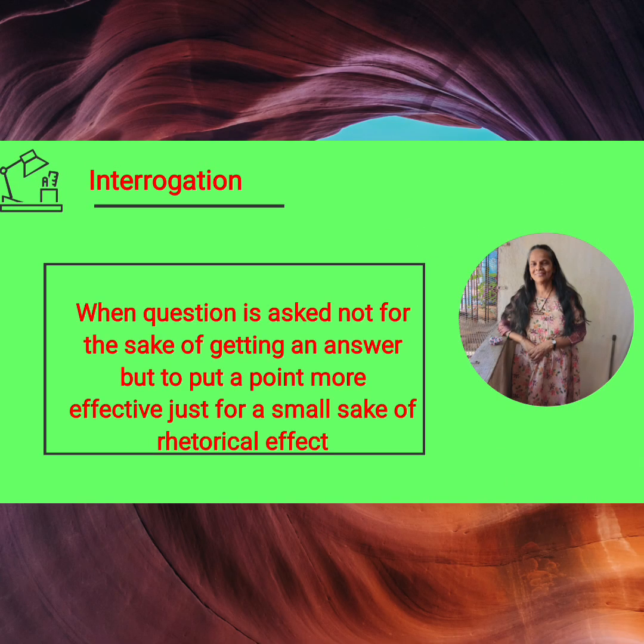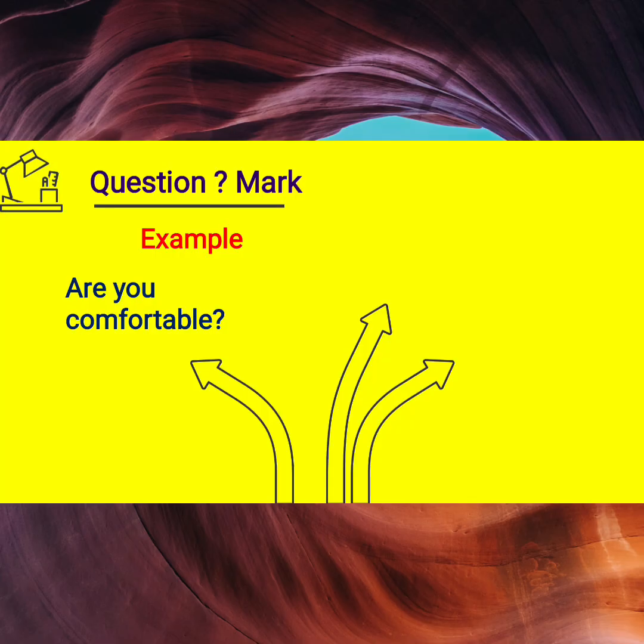Interrogation: when a question is asked not for the sake of getting an answer, but to put a point more effectively, just for the sake of rhetorical effect, that becomes an interrogation figure of speech. Example: are you comfortable? And at the end it's very easy to recognize because a question mark follows the statement. This is basically an interrogative sentence, you could say, and this is again for better poetic effect. You are using these rhetorical questions over here.